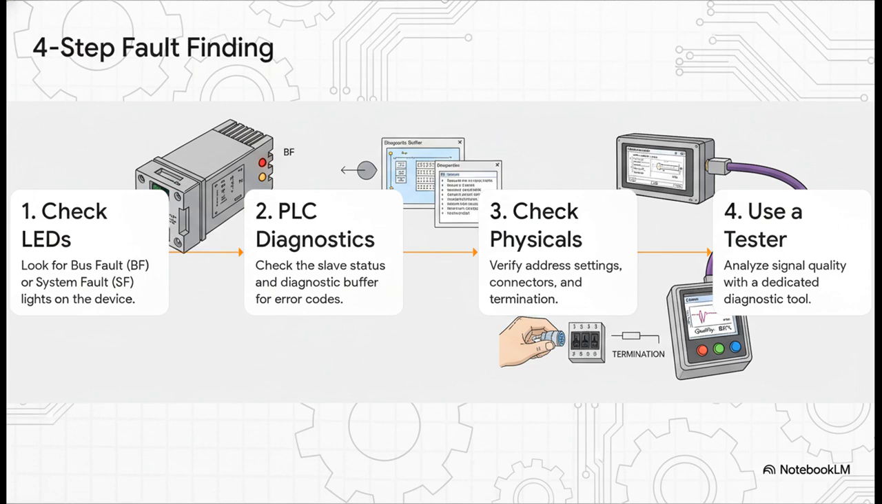Second, get on your laptop and open up the PLC software. The diagnostic buffer will often tell you exactly which device is having a problem. Third, go check the usual physical suspects. Is the address switch set right? Are the connectors on tight? And yes, are those terminators correct? And finally, if you're still stuck, it's time to bring out the big guns, a dedicated diagnostic tool like a ProfiTrace that can literally show you the health of the signal on the wire.